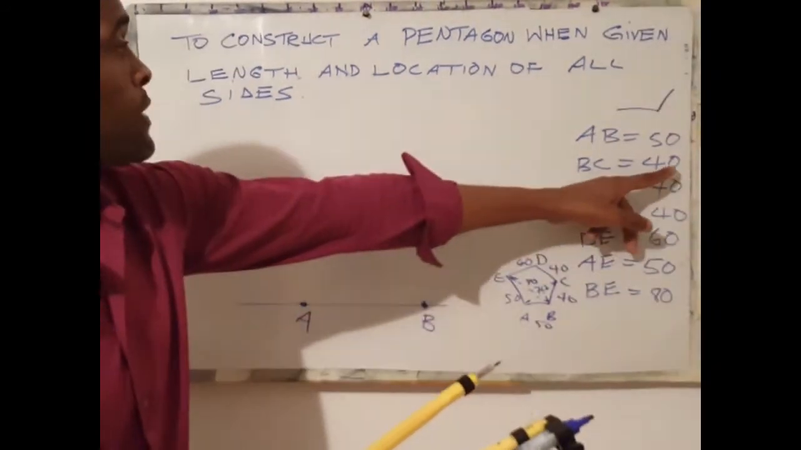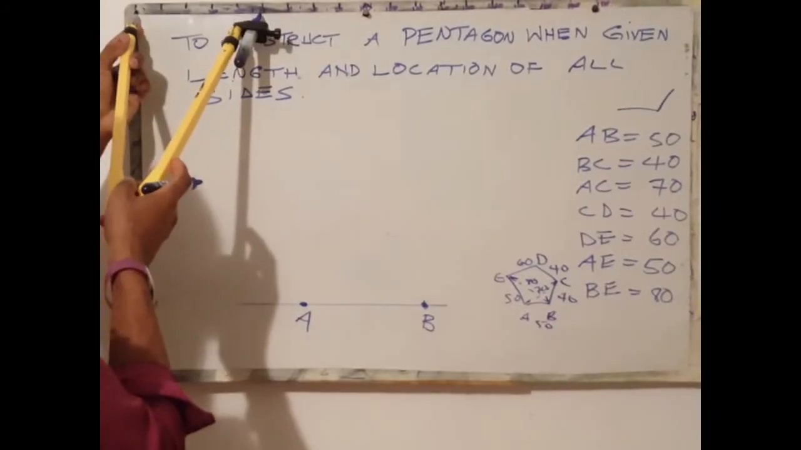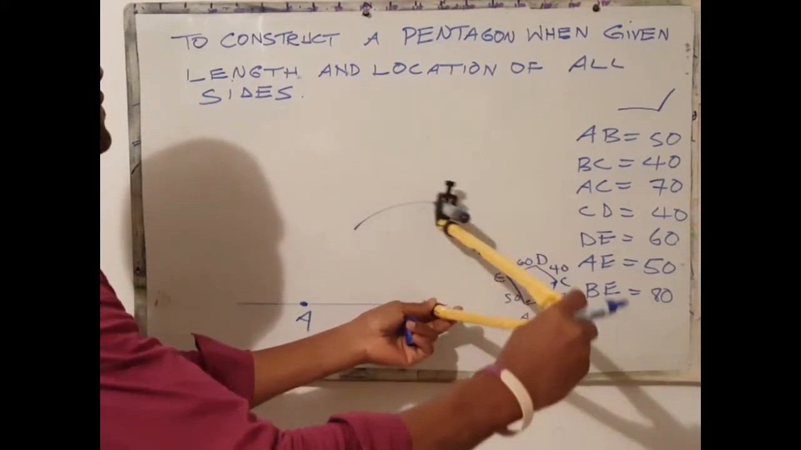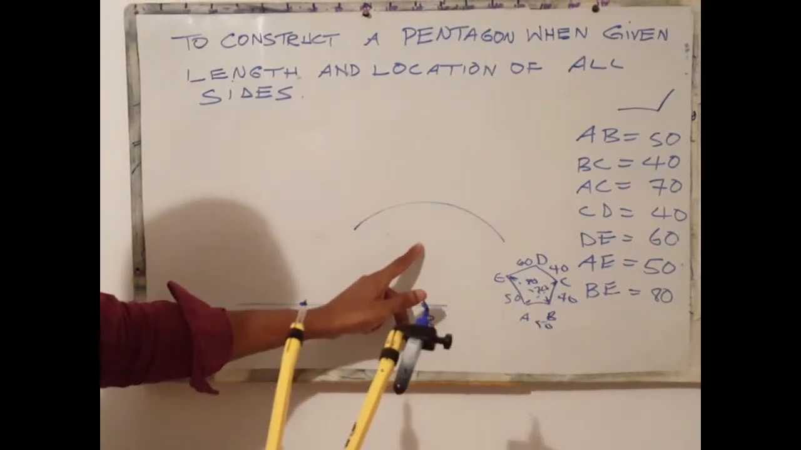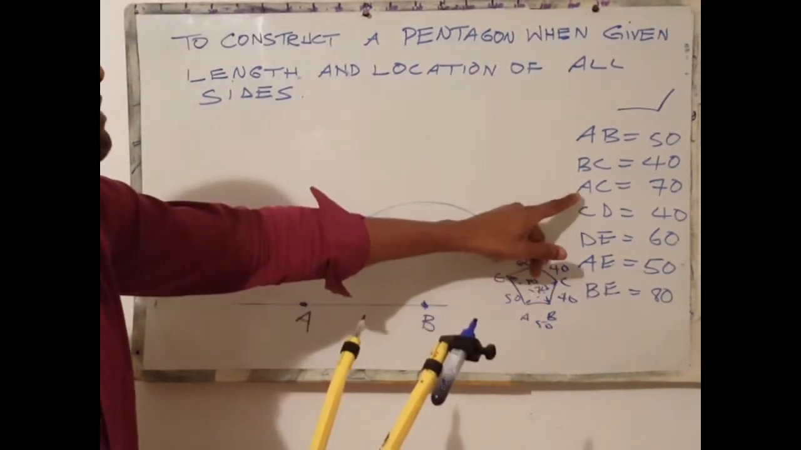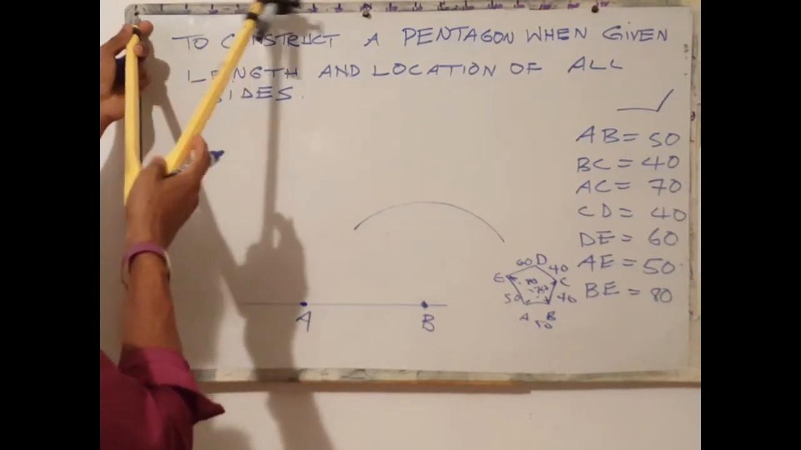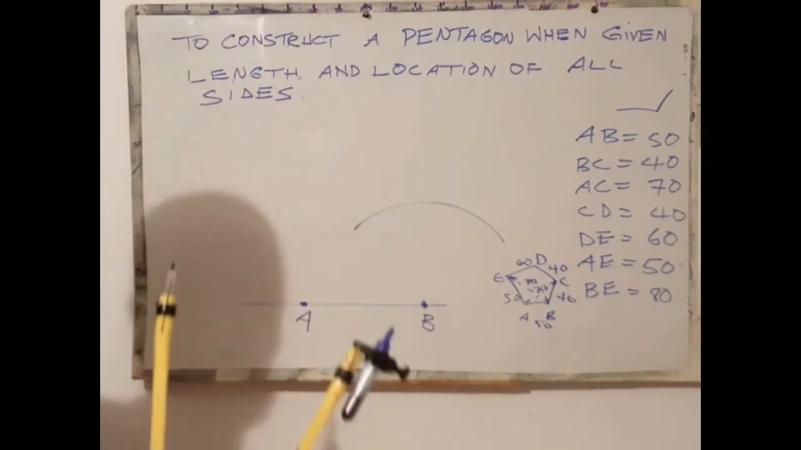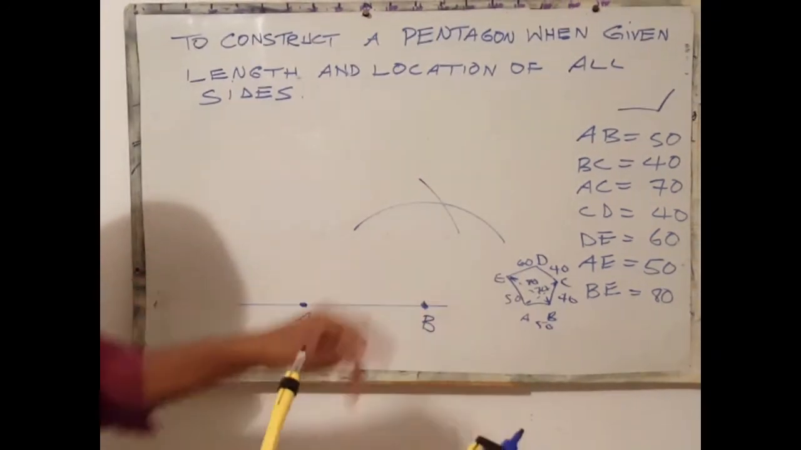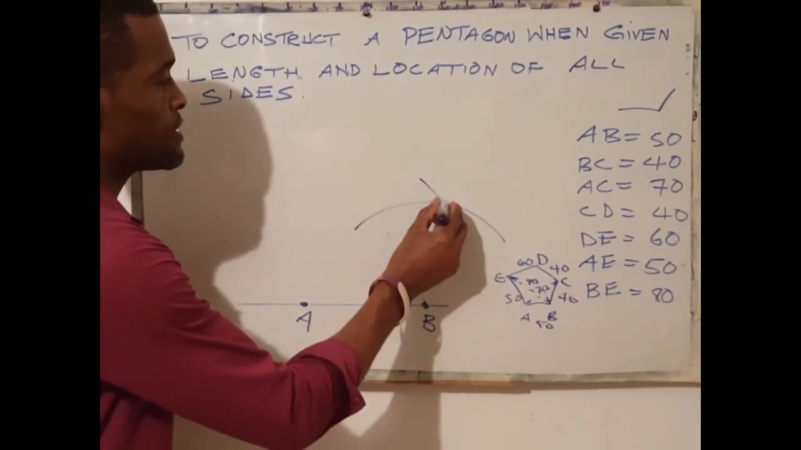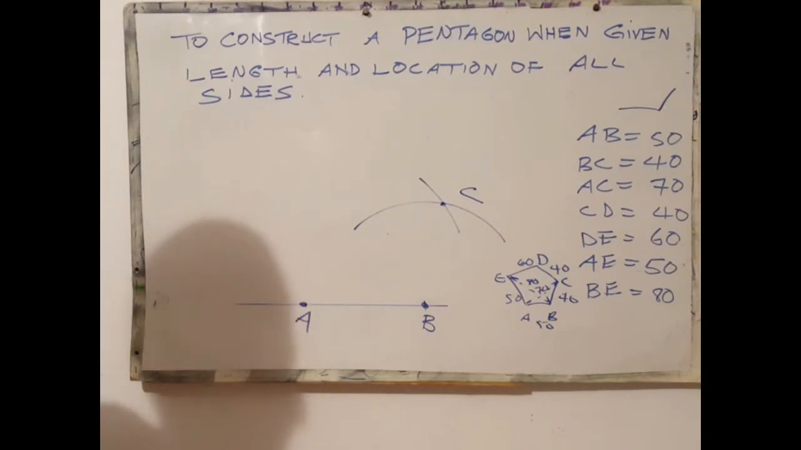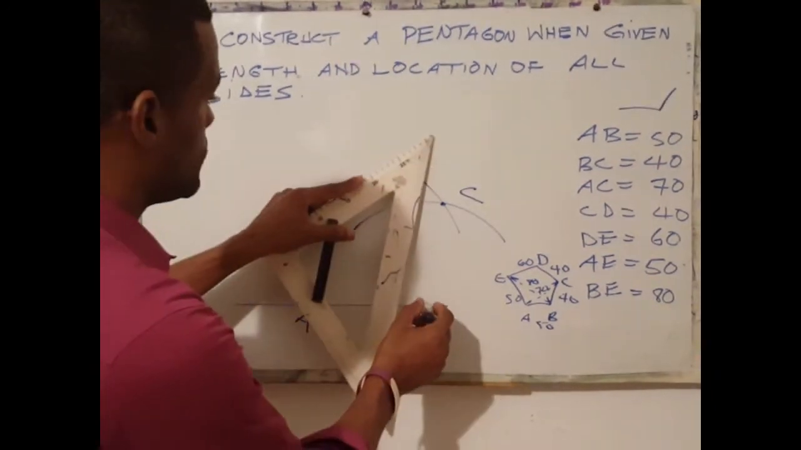So the first thing is to open a compass to 40 millimeters. From B, scribe an arc. So this is the first radial distance, 40 millimeters. AC is 70 millimeters, so we readjust the compass to 70 millimeters. From point A, scribe an arc to cut the previous arc. At the point where both arcs meet, that's our point C. You might want to go ahead and join B to C.